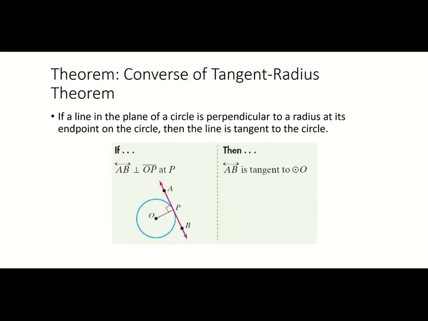Next, we just have the converse of the tangent-radius theorem, and that just says that if a line in a plane of a circle is perpendicular to a radius at the endpoint, then we know that that line is tangent to the circle.